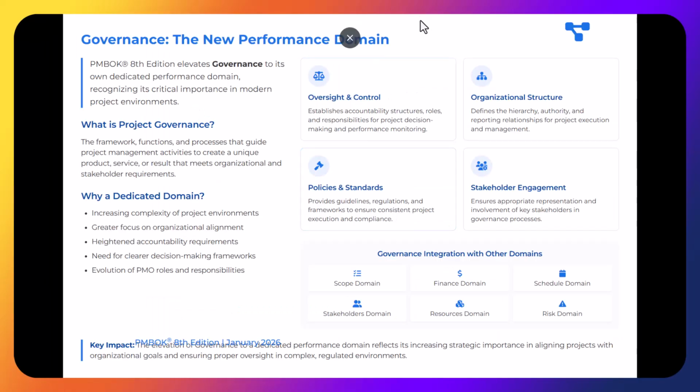This need for governance with the oversight and control, the organizational structure, policies and standards, and stakeholder engagement. I am really looking to see how we evolve here. This framework with functions and processes will guide our project management work and our activities to create a unique product, service, or result. And that's where the value will lie. It'll be integrated across all the domains: the scope, the finance, your schedule, your stakeholder, your resources, and your risk will all be integrated with the governance domain. So that's pretty interesting.